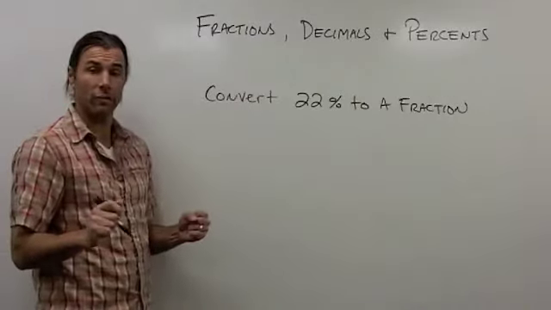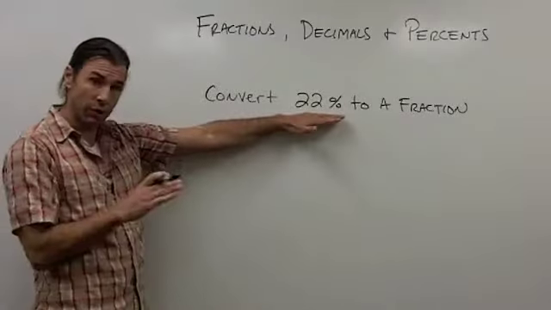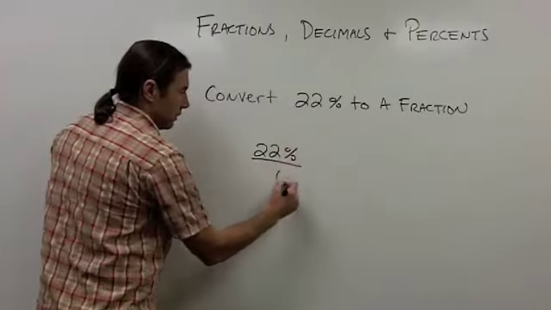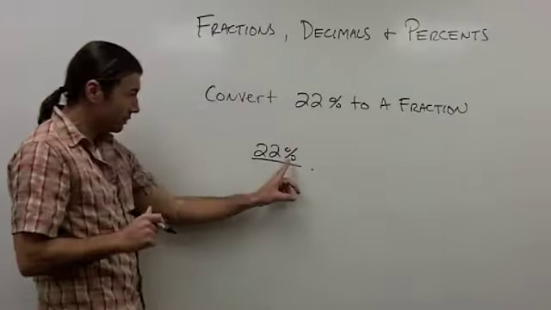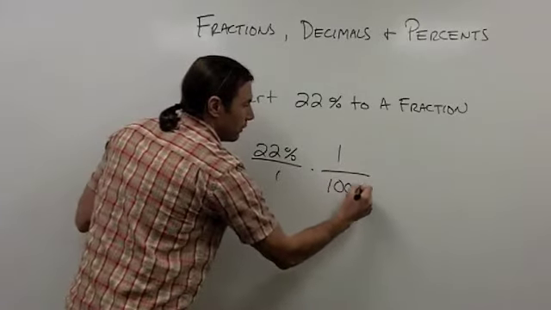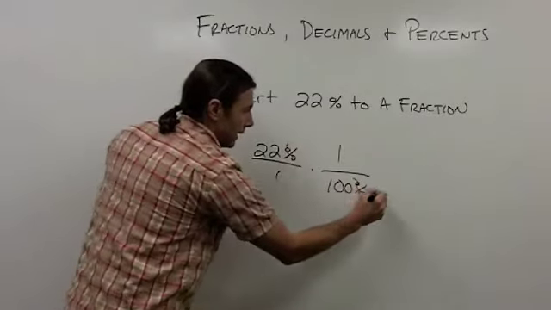Okay, now let's take a look at an example where we're converting a percent to a fraction. We're starting with this percent, 22%. Again, I'm going to write that over 1. We want to multiply now, again, to divide out that percent symbol. So I'm going to choose the fraction 1 over 100%. Percent symbols are dividing out.